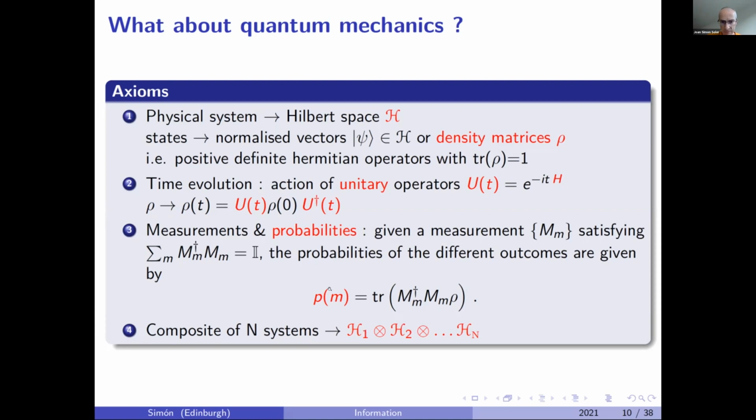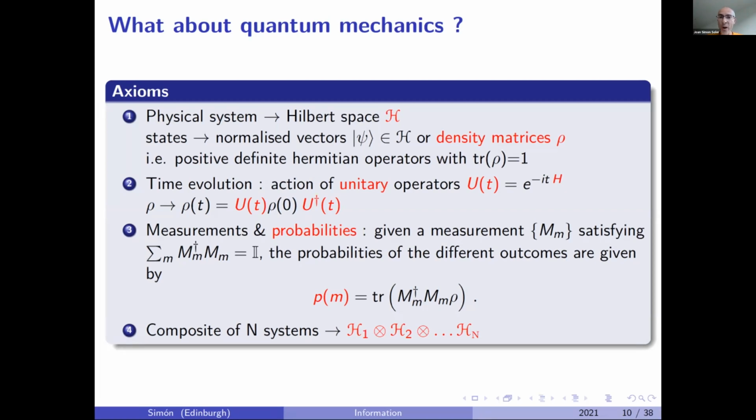So think of this axiom as I give you n quantum particles, for instance. Each quantum particle by axiom 1 has one Hilbert space. Let's call it H1, H2, and Hn. We could ask the question, what is the Hilbert space associated with the composite system of n of them? And the answer is the tensor product of them.